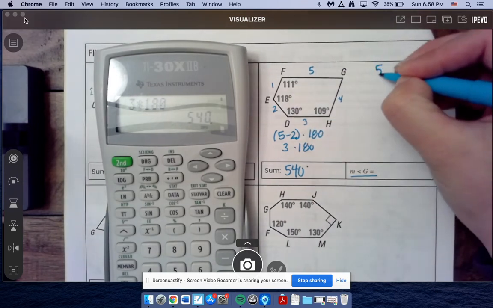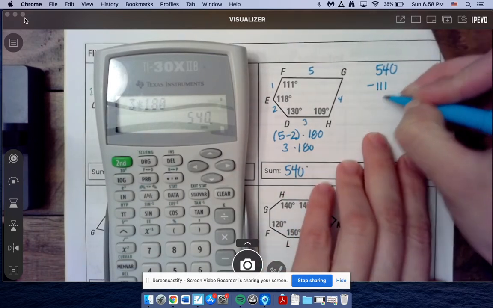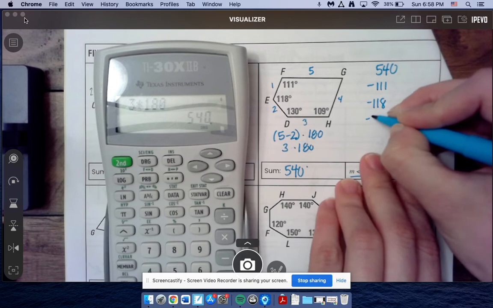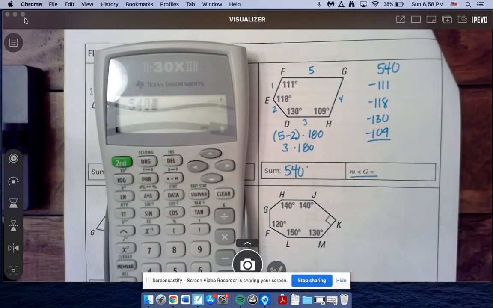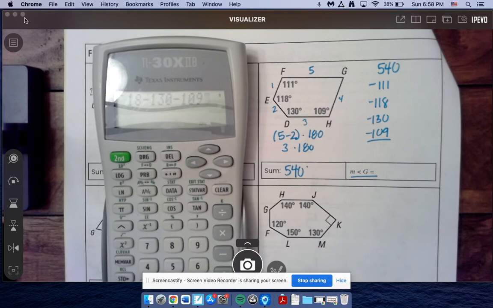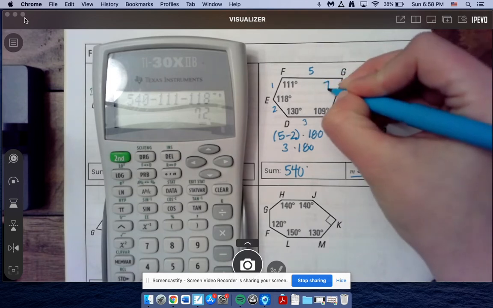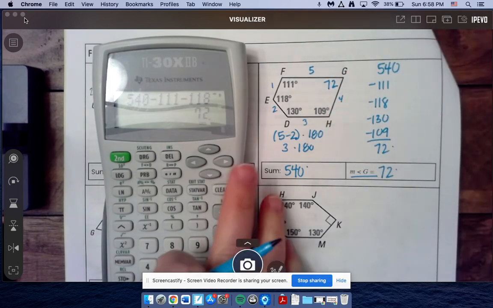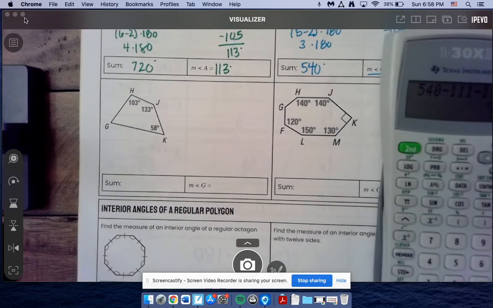Now to find the missing one, subtract away. So 540 minus 111 minus 118 minus 130 minus 109. Again, type it in your calculator or your phone, whatever is easiest for you to do. Should get 72 degrees. All right, let's try a few more, or 2 more, I should say.